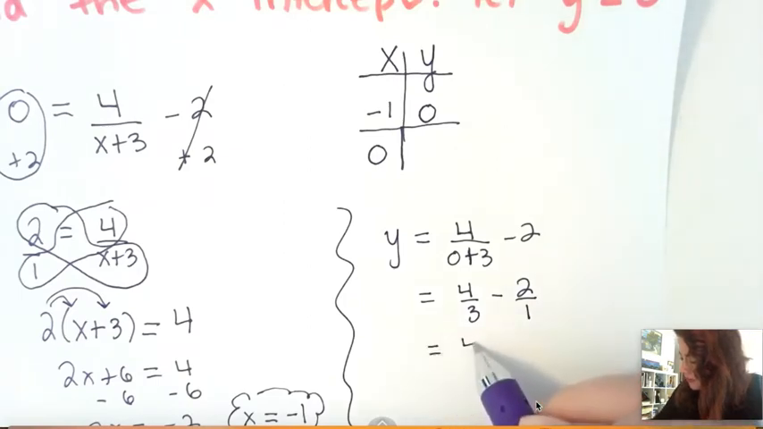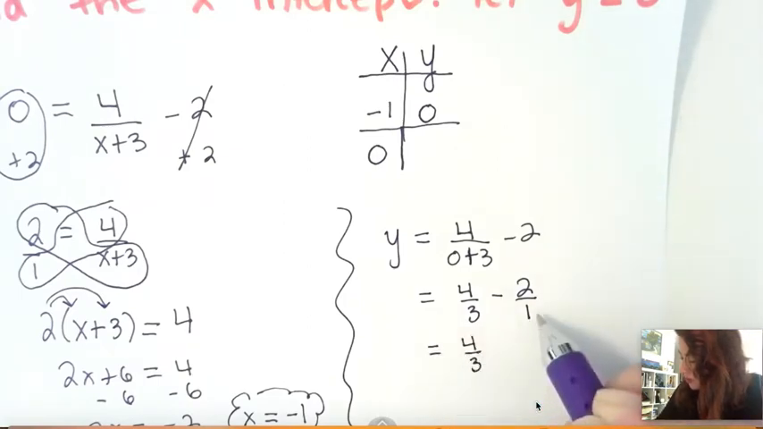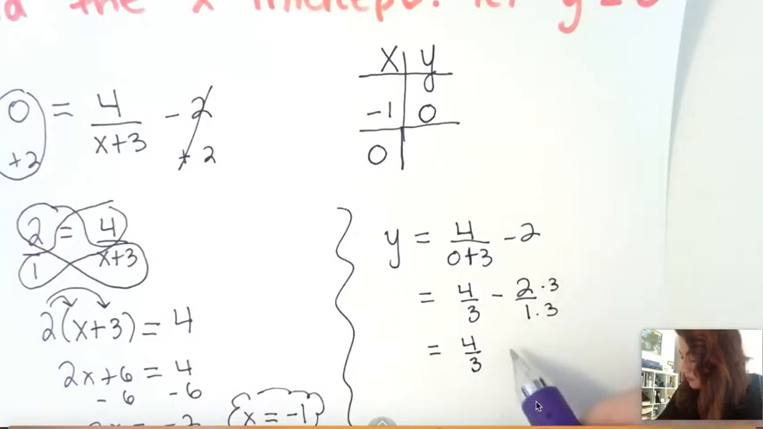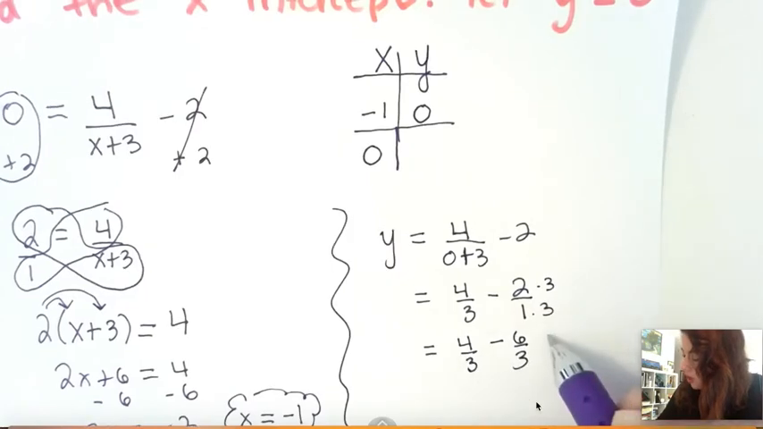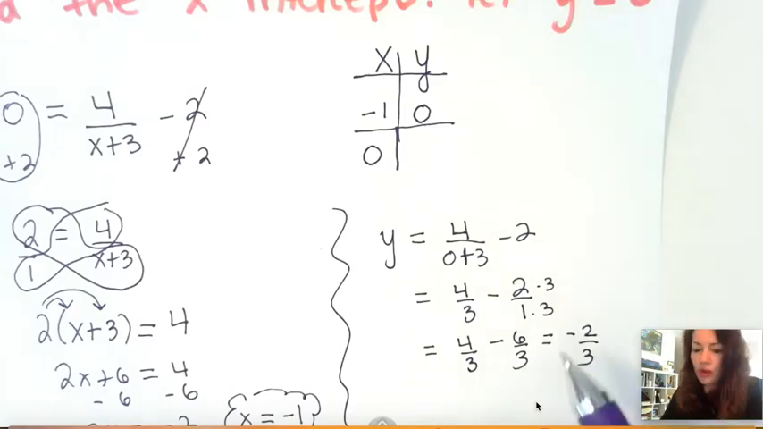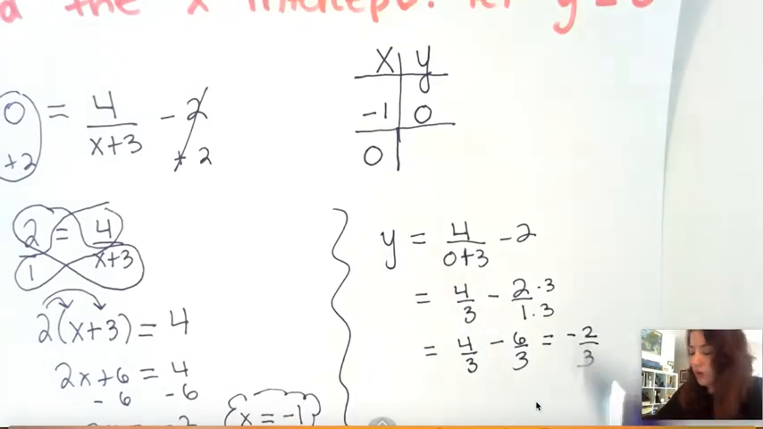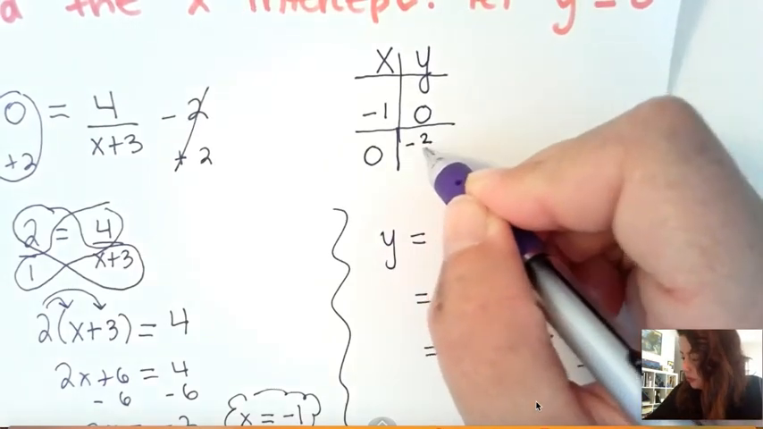We want to have the same common denominator. So multiply the bottom here by 3 and the top by 3. So negative 2 is actually the same as negative 6 over 3. So our y-intercept is negative 2 over 3. So when x is 0, y is negative 2 over 3.